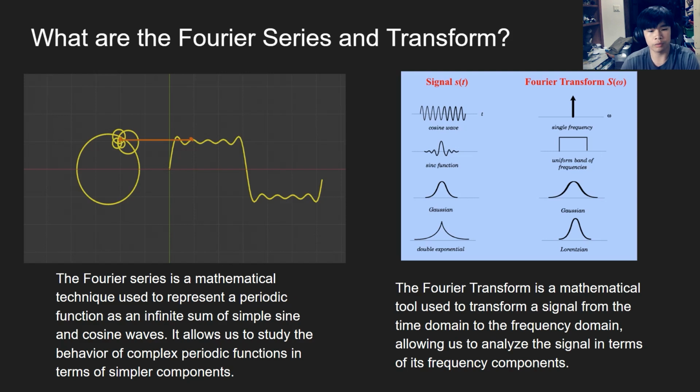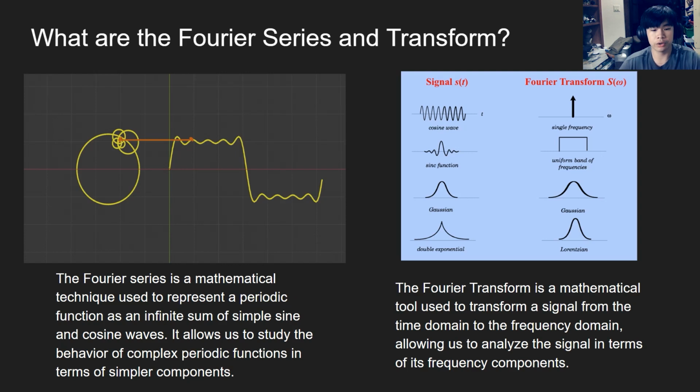The Fourier transform is a mathematical tool used to transform a signal from the time domain to the frequency domain, allowing us to analyze the signal in terms of its frequency components. By breaking down a signal into its constituent frequency components, we can gain insight into its spectral content, identify hidden patterns and trends, and even filter out unwanted noise or interference.